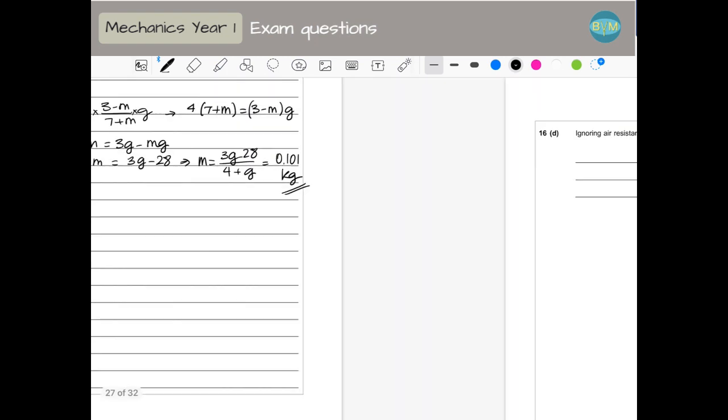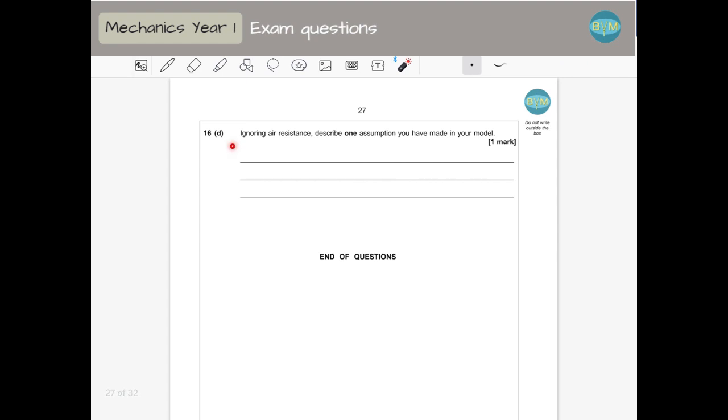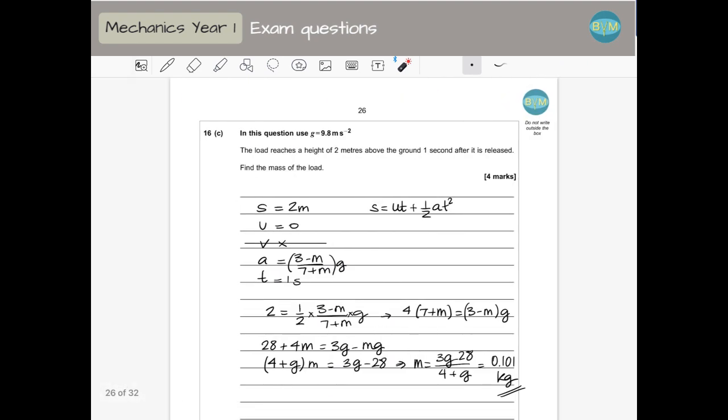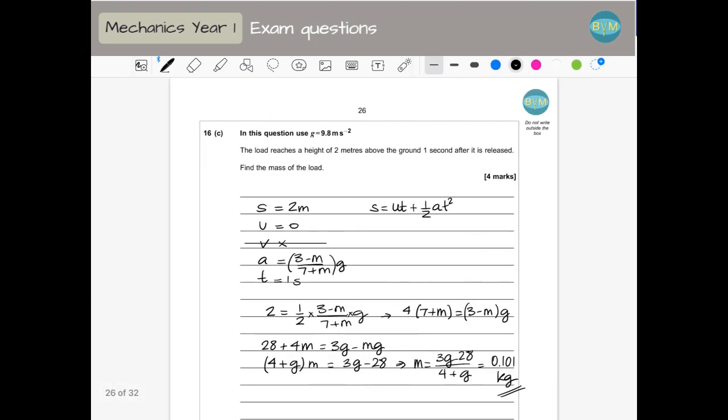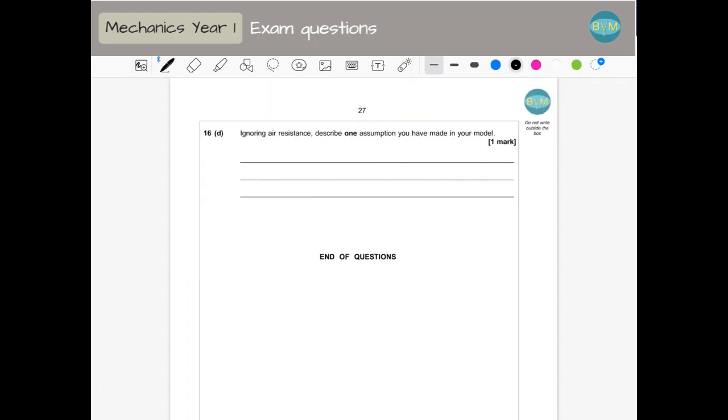Next thing is ignoring resistance. Describe one assumption that you have made in your model. One of the things that these questions usually tell you is that this mass doesn't reach the pulley. So we have assumed that, or we have assumed that this doesn't touch the floor, for example. We can say either of them. So that this mass, the container, doesn't reach the pulley. That's something that we can say.